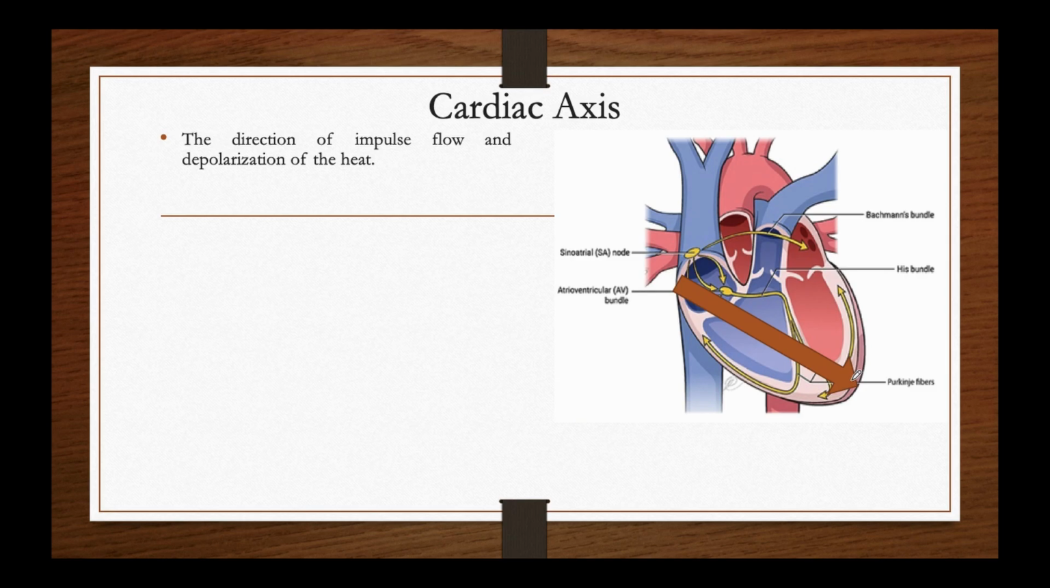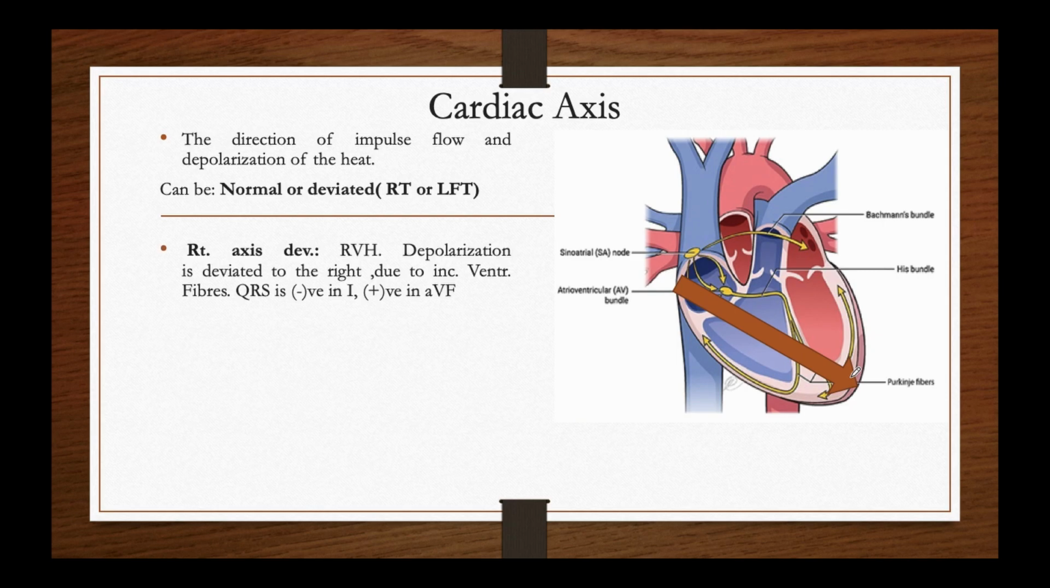Sometimes, however, we may find deviation in this cardiac axis. And so we may have it deviated either to the right or to the left. And so in right axis deviation, what do we find? We find that there is usually an increase in the muscle fibers of the right side of the heart. And so what happens is that the wave of contraction deviates towards the right side of the heart, since the muscles are increased, and so they need more impulses to cause them to contract.